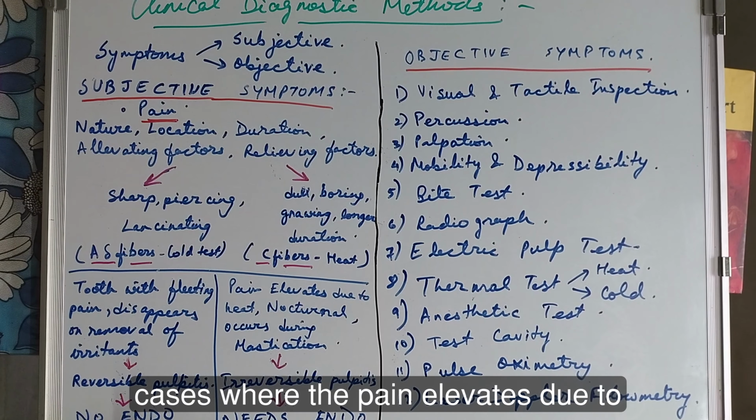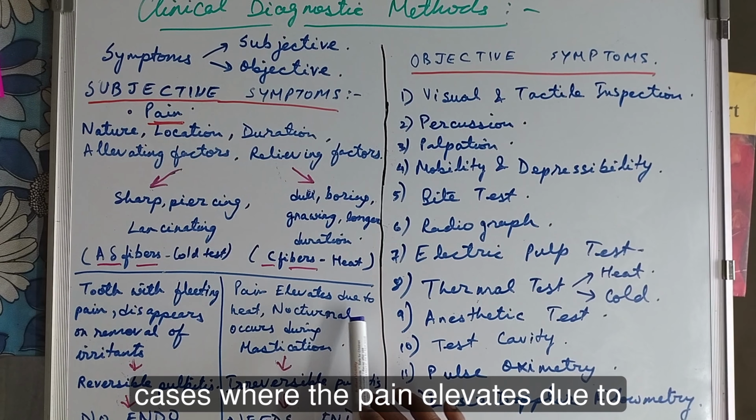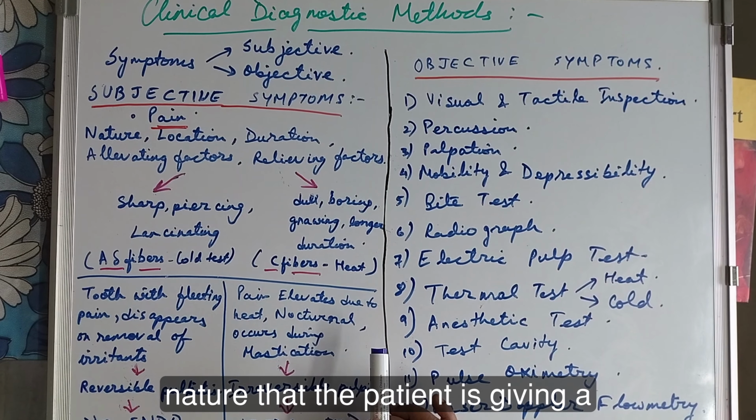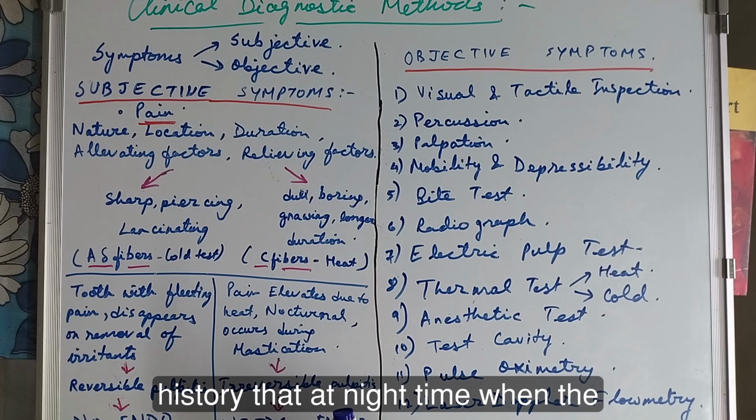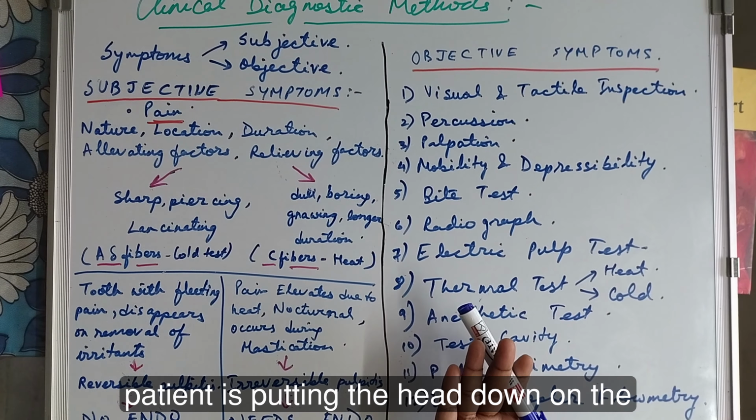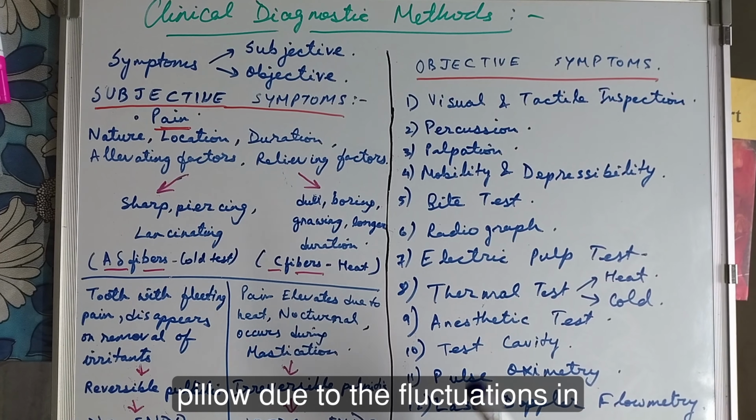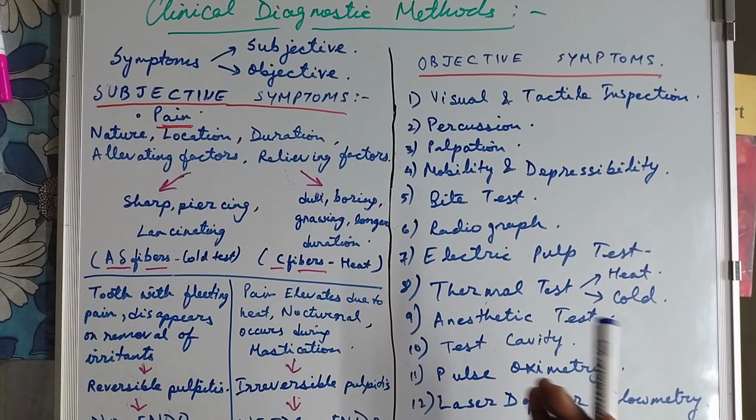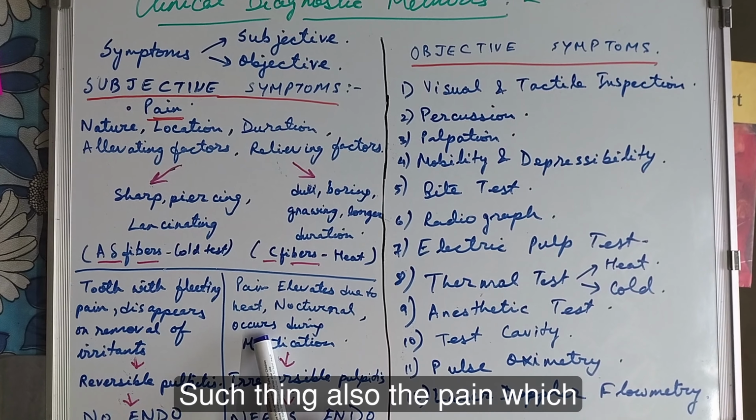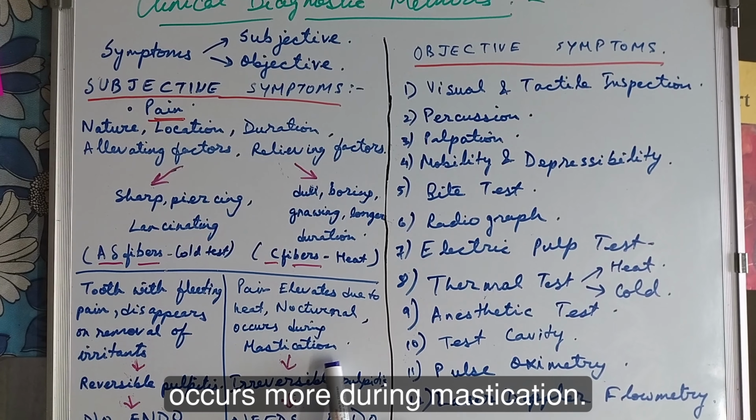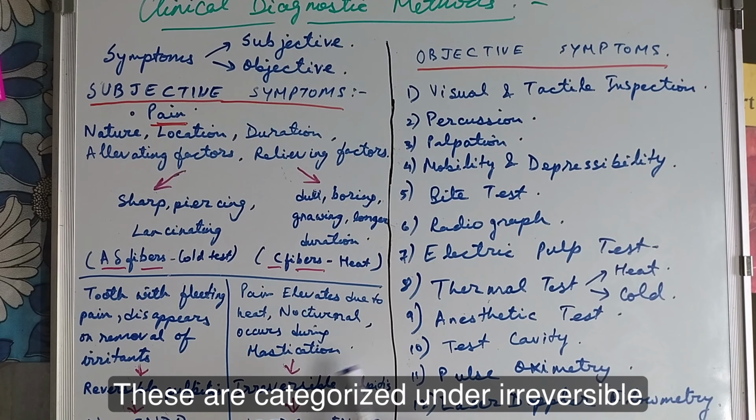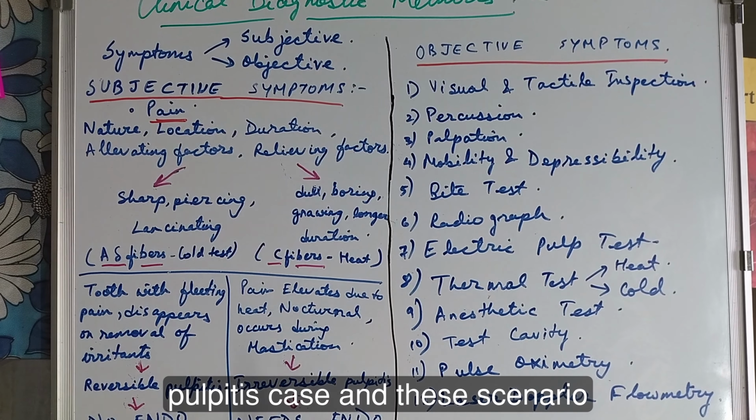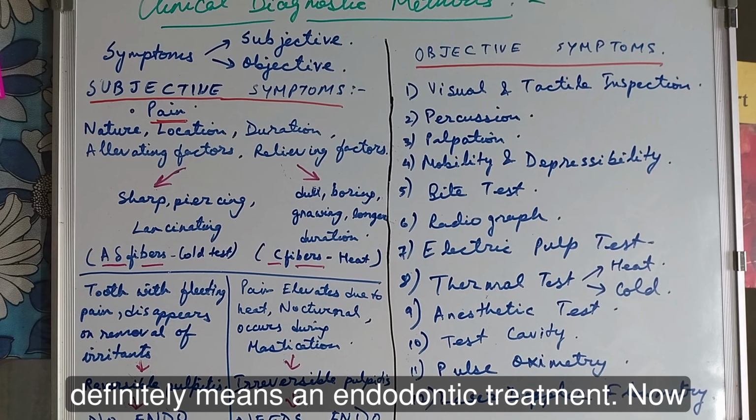But in cases where the pain elevates due to heat, it is nocturnal in nature, where the patient gives a history that at night, when putting the head down on the pillow, due to the fluctuations of the fluid in the dentinal tubules, such things, and also pain which occurs more during mastication, these are categorized under irreversible pulpitis, and this scenario definitely needs endodontic therapy.